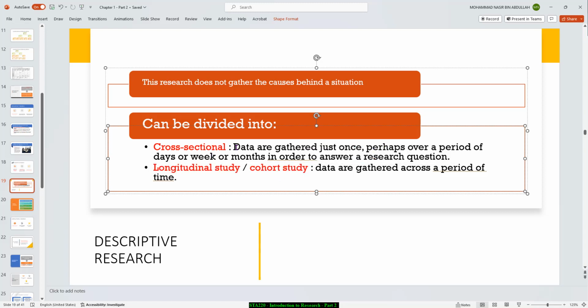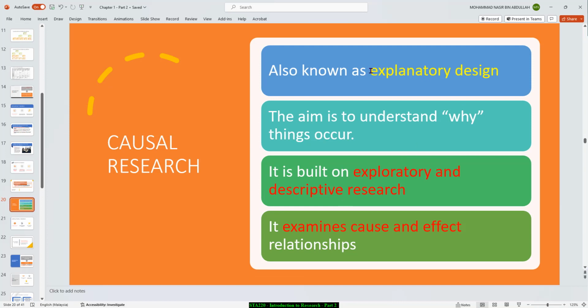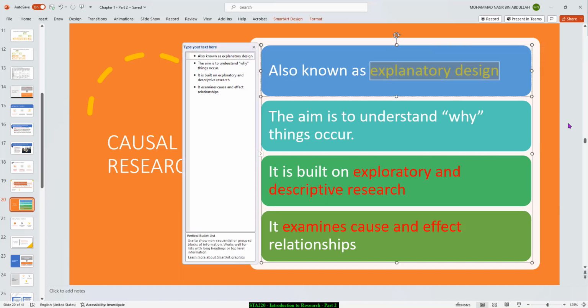Cross-sectional means the data is gathered at just one point in time. Nanti you dapat buku, you boleh baca in detail, right? So longitudinal study means data gathered across a time period. Right. So causal research is also known as explanatory design, right?